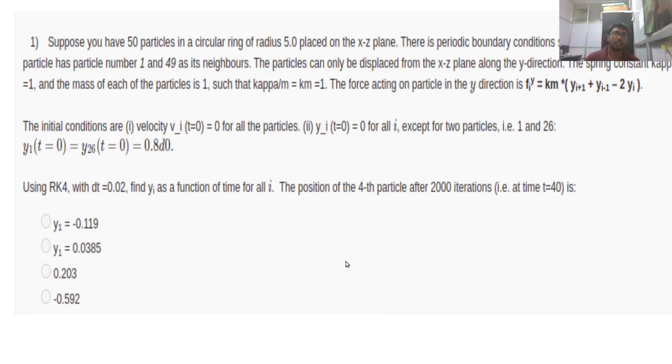Suppose you have 50 particles in a circular ring of radius 5 placed on the xz plane. There is a periodic boundary condition such that the 50th particle has particle number 1 and 49 as its neighbors.